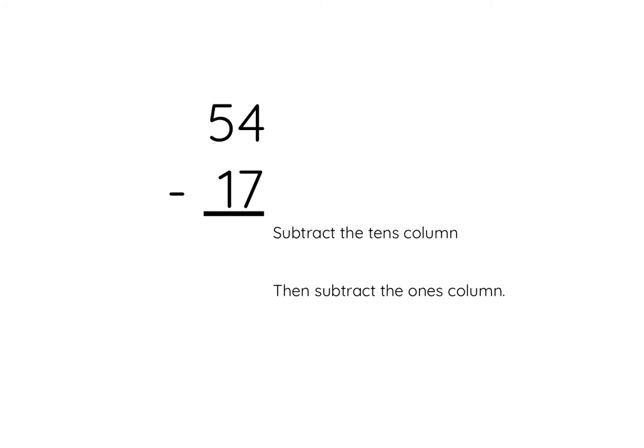All right, let's start with our tens column. So 50 subtract 10. Notice I'm not calling it a 5. I'm not calling it a 1. It's in the tens column. So that's a 50 and this is a 10. So 50 subtract 10 equals 40. That's the answer you get when you subtract the tens column.